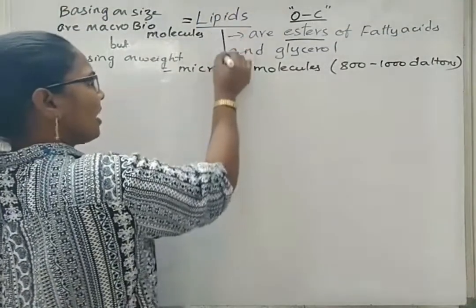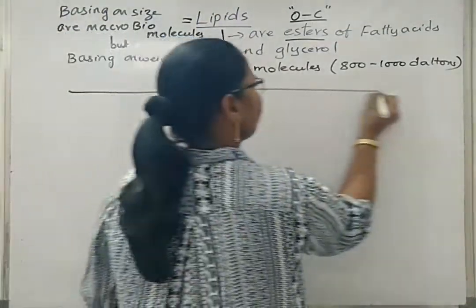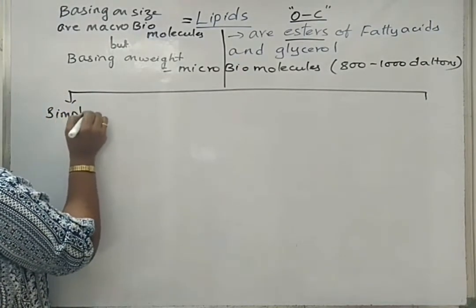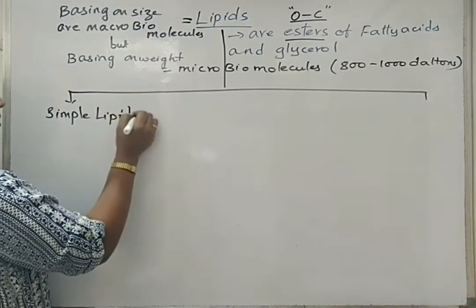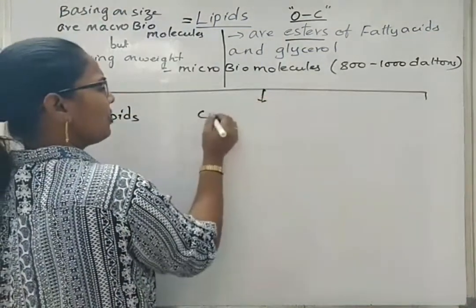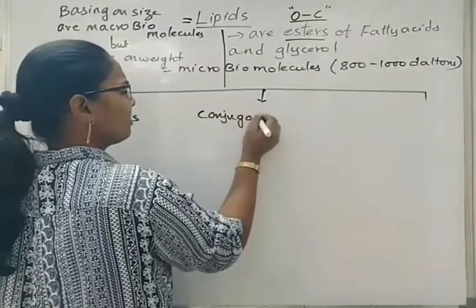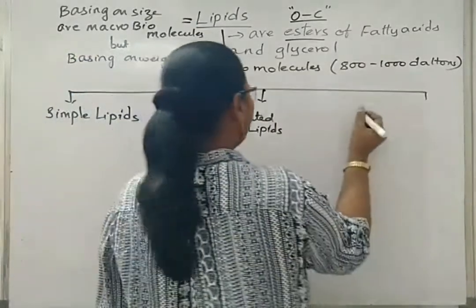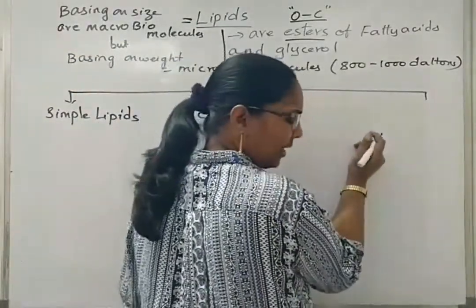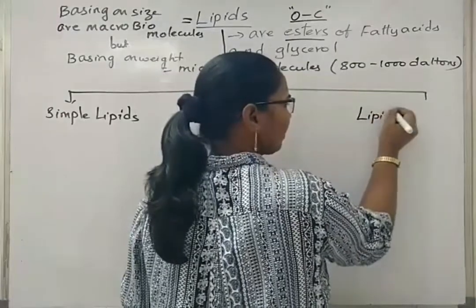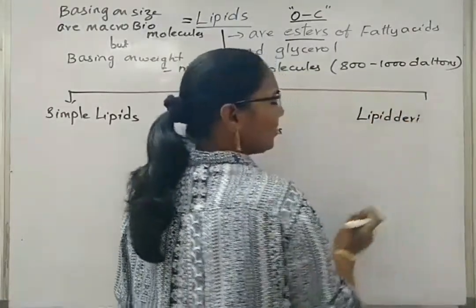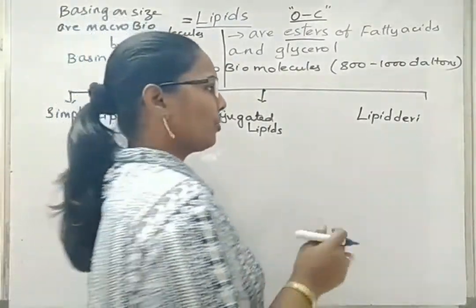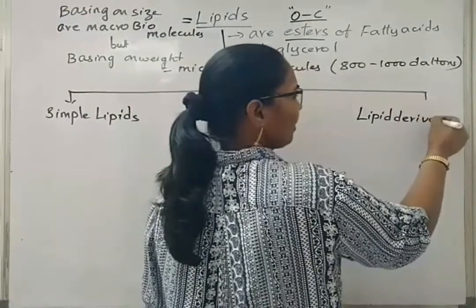These lipids are classified into three categories. First one, simple lipids. Next one, conjugated lipids. Third one, lipid derivatives. We use the term lipid derivatives in the sense of from which or what type of raw material these lipids are formed or synthesized. Derivatives.